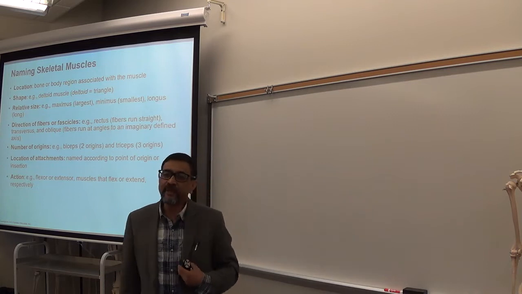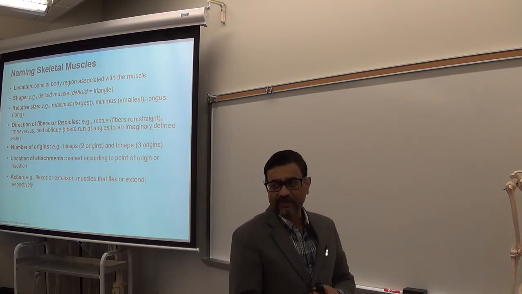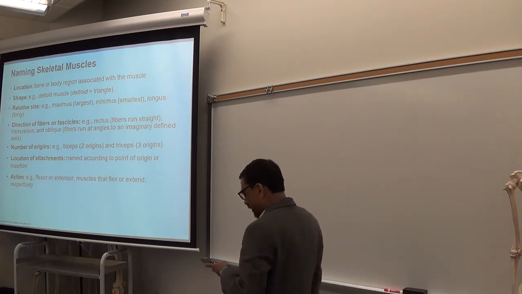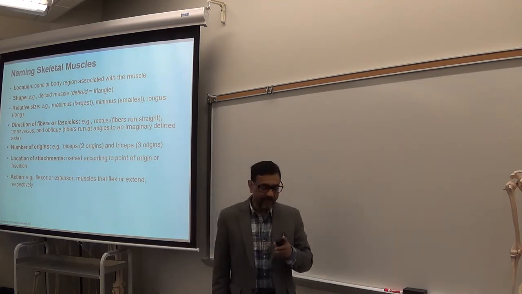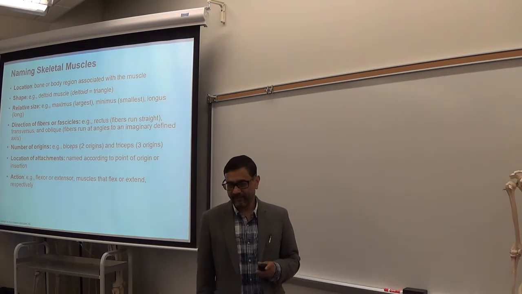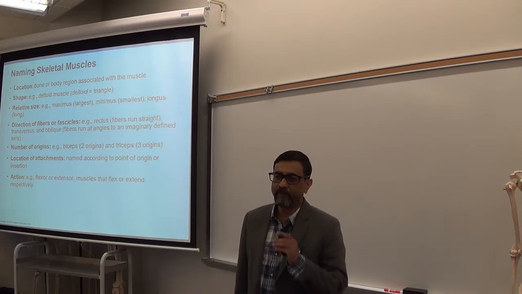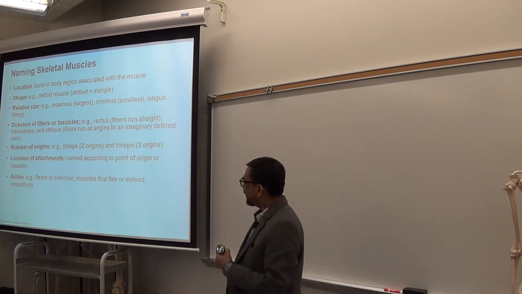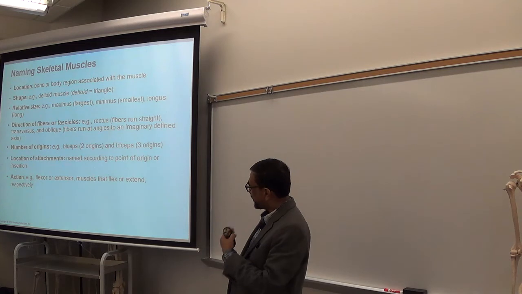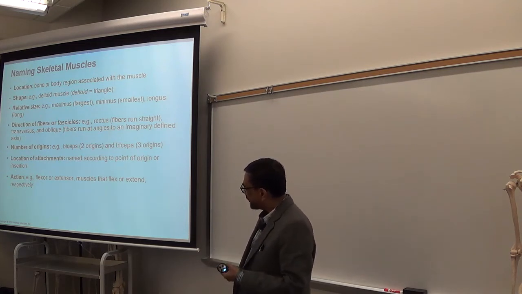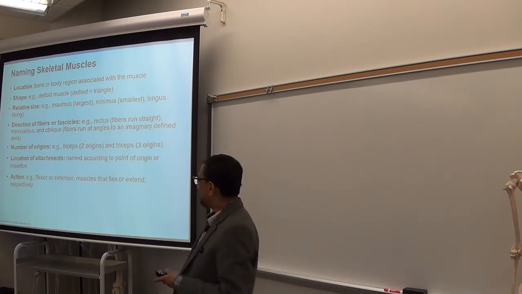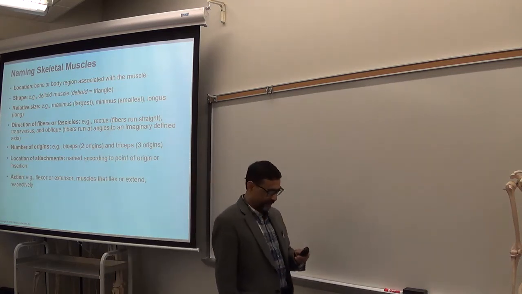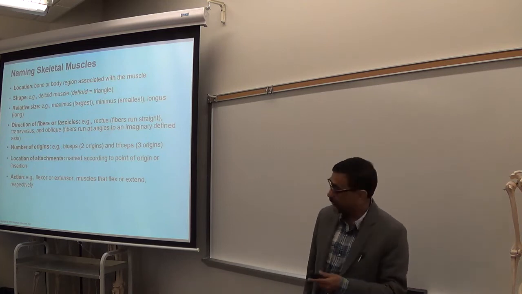Now, naming of the skeletal muscles. How do we name the skeletal muscles? We name them based on a number of things. Some muscles are named by location, some by shape, some by size, direction of fibers, number of origin, location of attachment, and action. So we name different muscles based on different things.